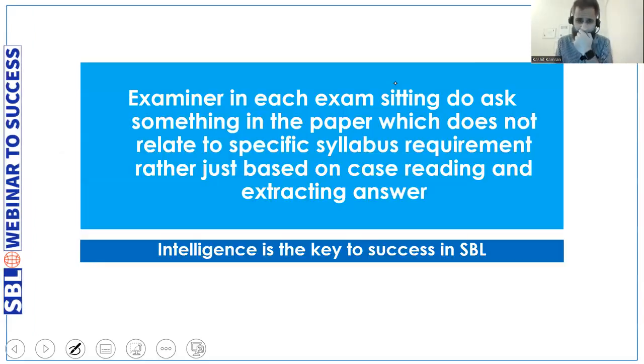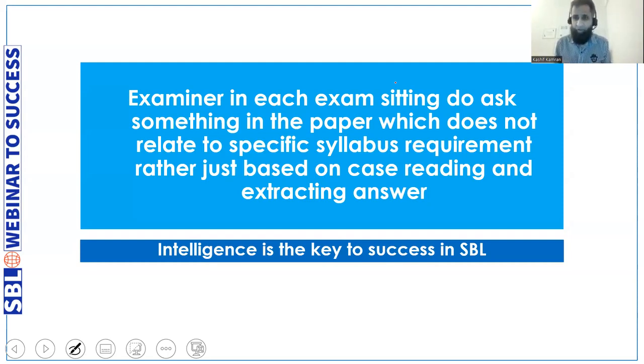Okay, moving on. The examiner in each sitting does ask something in the paper which does not relate to a specific syllabus requirement, rather is just based on case reading and extracting an answer. Intelligence is the key to success in SBL. Have you got examples of that? Tell me, have I given you examples of this?